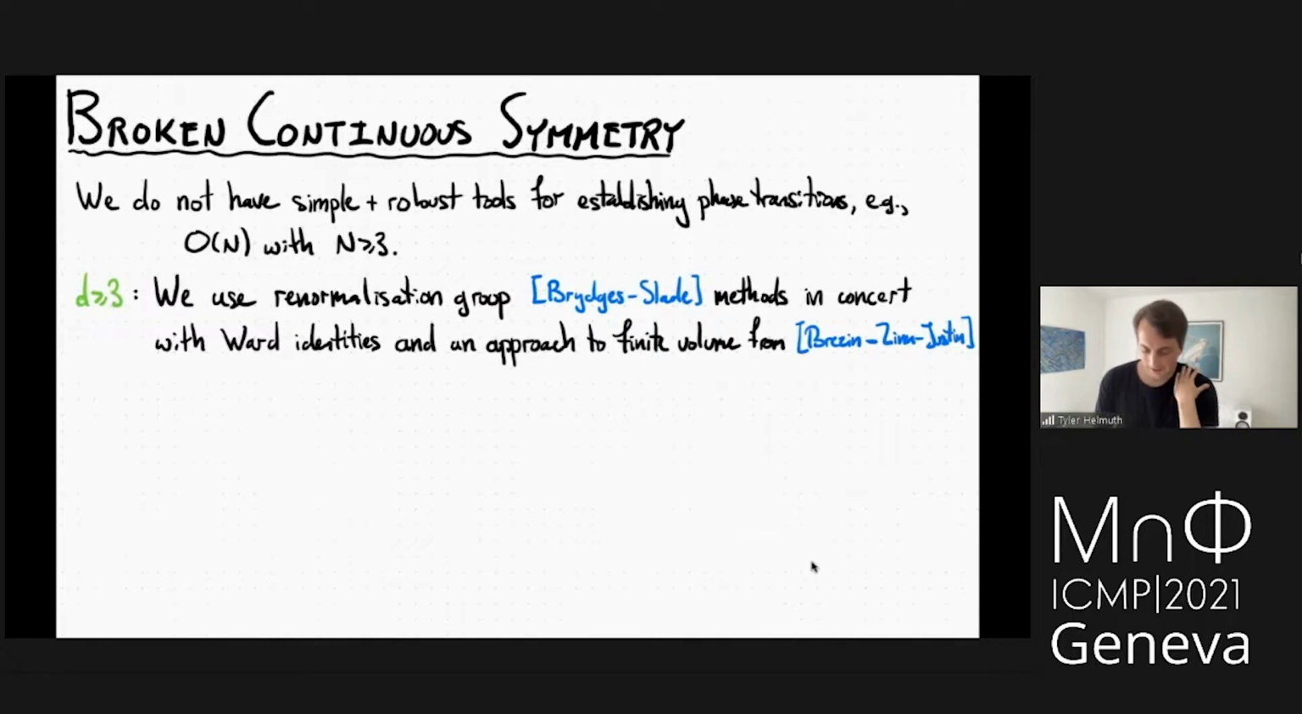We do something else. So we use the renormalization group in the way that it was set up and used by Bridges and Slade and Bauerschmidt and Palmberg and Wallace in recent years. So we use that in combination with Ward identities and an approach to finite volume due to Brézin and Zinn-Justin. I should say we're helped a lot here by the fact that it's a fermionic theory. That makes renormalization group much easier.